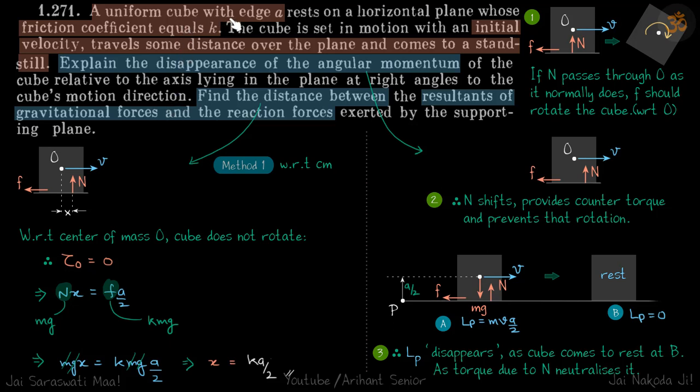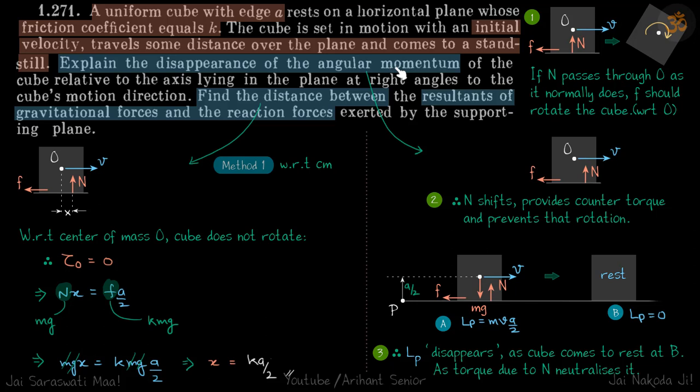We have a cube with edge length a. The ground is rough. Initially, it's given some velocity, so it travels over some distance and comes to rest. Not this diagram, just imagine that you have a cube. If you slide it on a rough surface, it will eventually come to rest.